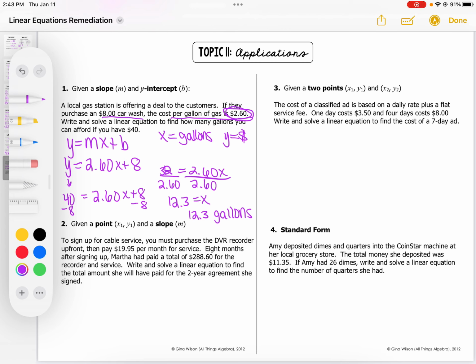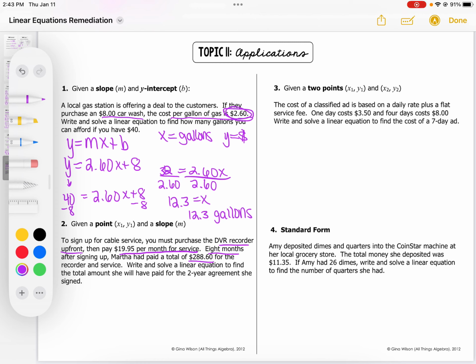Number two, to sign up for cable service, you must purchase the DVR recorder up front, then pay $19.95 per month for the service. So they tell us you pay up front a one-time fee for a recorder, but they don't tell us the price of that. So we don't know the price of that, but we do know the monthly fee. They also tell us that 8 months after signing up, Martha paid a total of $288.60 for the recorder and the service. So then they want us to create an equation and solve something.